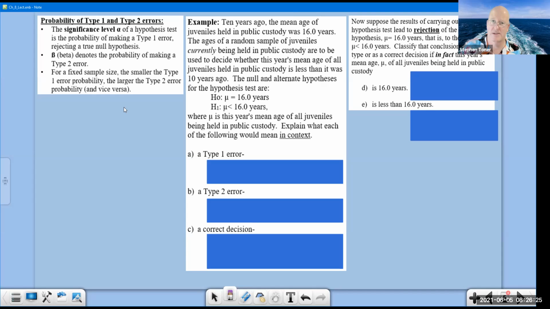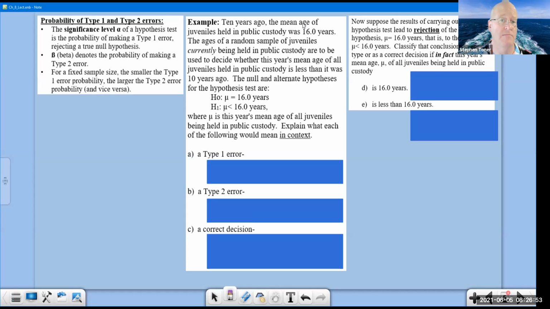Okay, this next example dealing with juveniles in public custody is a key example dealing with these type 1 and type 2 errors, and you will have a problem like it on your next test for sure, hands down. So know this inside and out.